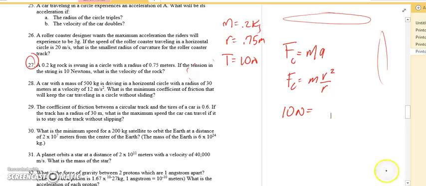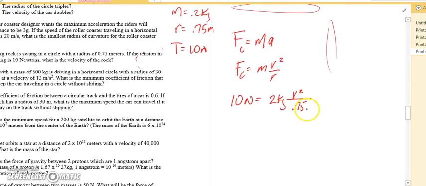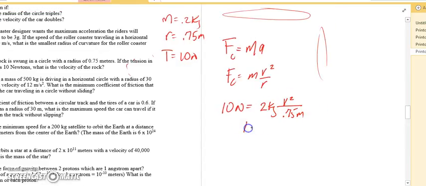not 2 kilograms, and then the velocity of the rock is the unknown. So the velocity is unknown, and the radius that you swing this at is 0.75. So again, just manipulate this. Actually, we can do this side of the equation first.